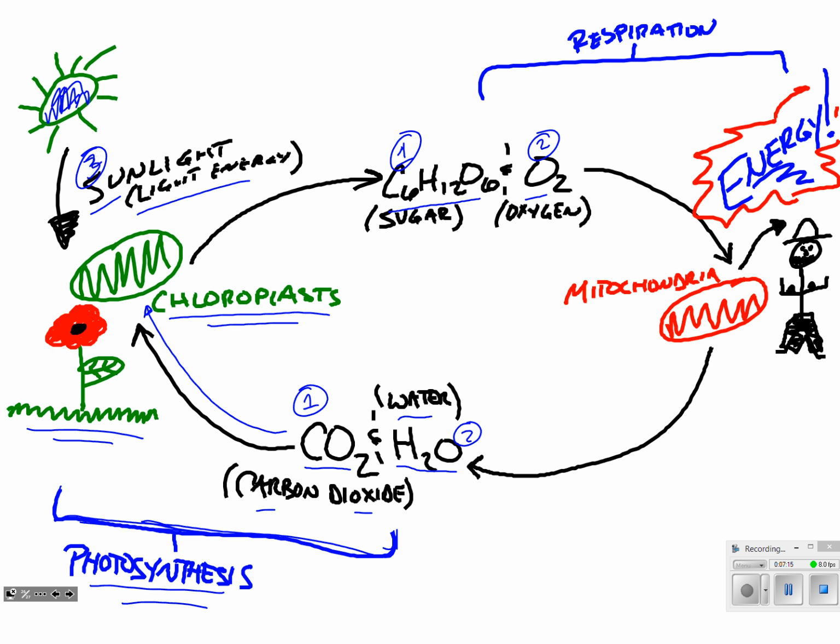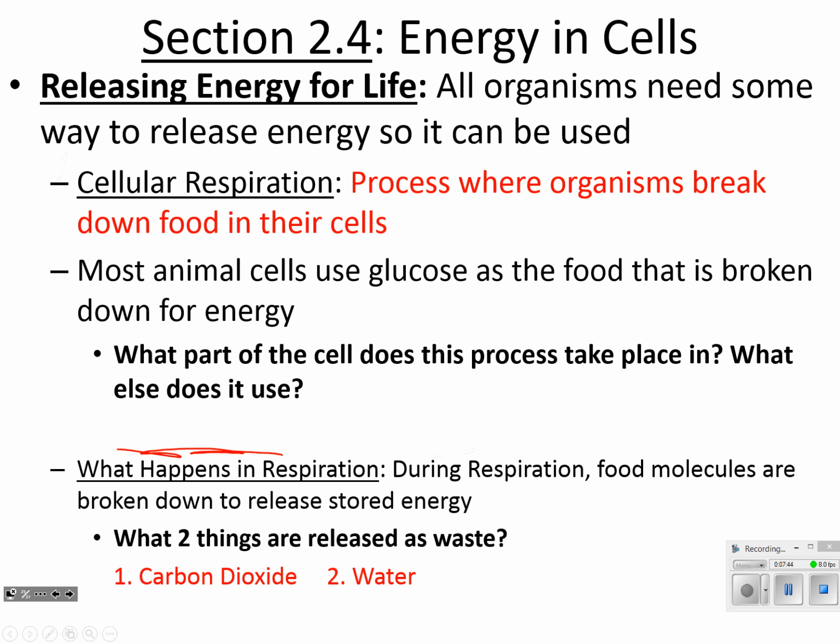Plants take in three things. Number one is carbon dioxide. Number two is water, H2O. And number three is sunlight. All of this goes to a chloroplast, and that chloroplast then turns these things into two products. One is C6H12O6, which is sugar, and the second is O2, which is oxygen. We'll come back to this diagram in just a moment.